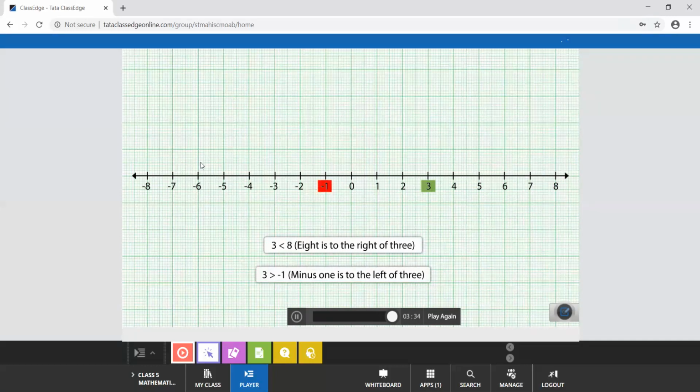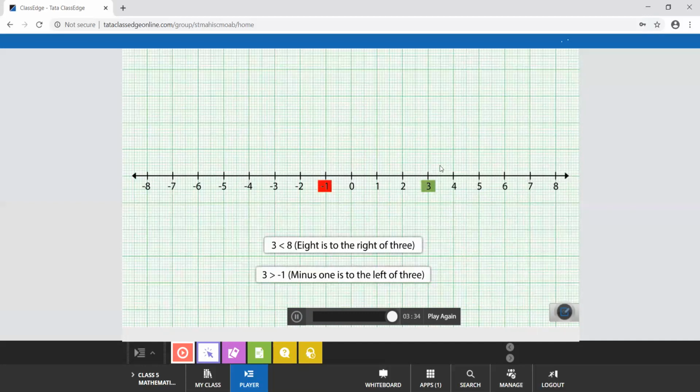So if this number is written first, and then the number 1 is given, and you are to put a sign in between, you would put the less than sign because minus 6 is less than 1. But if the question was 1 dash minus 6, then what would you write? 1 is greater than minus 6. So with the help of the number line, you can easily compare numbers.